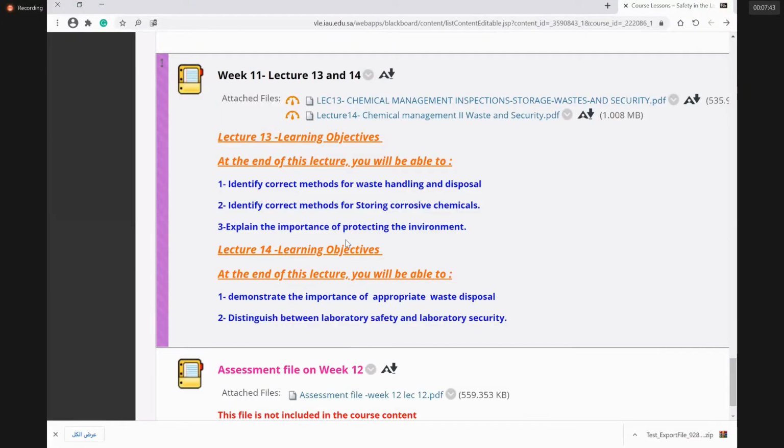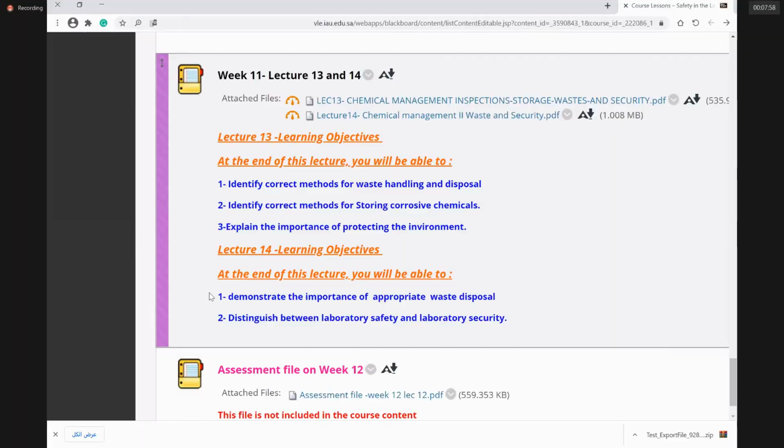Also, how can we protect the environment? Why do we do all this waste procedure? Because we want to protect our environment as much as we can. The next file, lecture number 14, is about chemical management, part 2. It covers appropriate waste disposal, how we can dispose of chemicals, and transferring or shipping chemicals in a safer way.